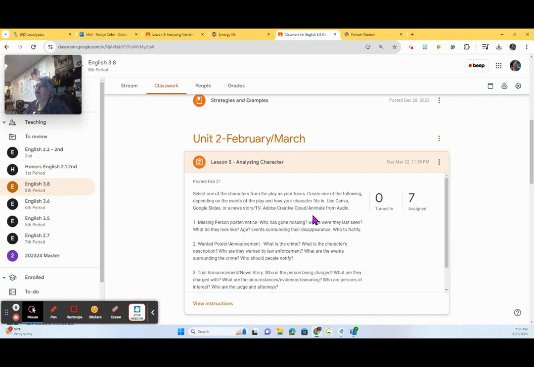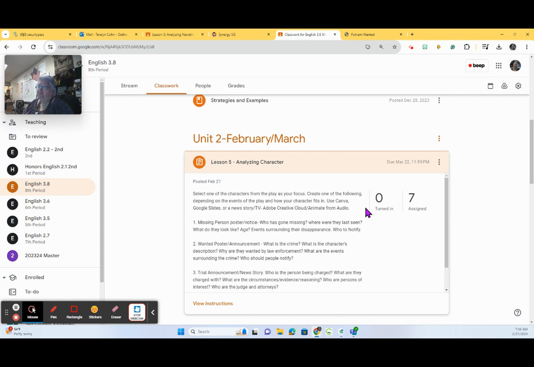You can do a missing person poster or notification. Who's gone missing? When were they last seen? What do they look like? What is their age? What were the events surrounding their disappearance? And who should people notify if they see them? Okay, so who goes missing from the play? Where were they last seen? What do they look like? What were the events that surrounded their disappearance, and who should people notify?